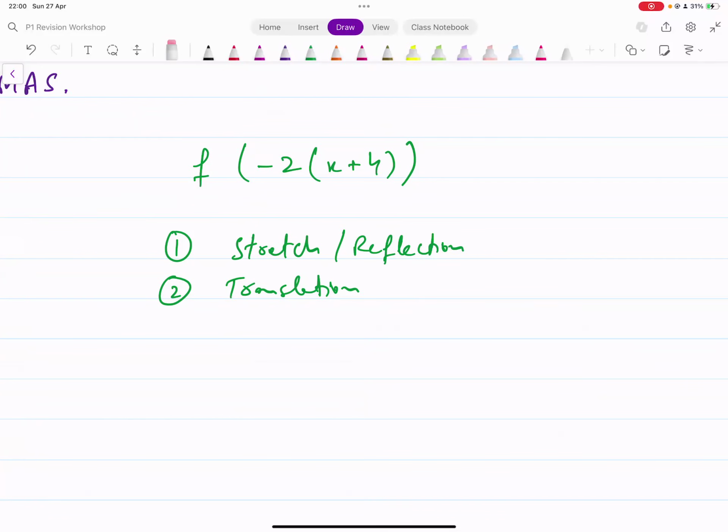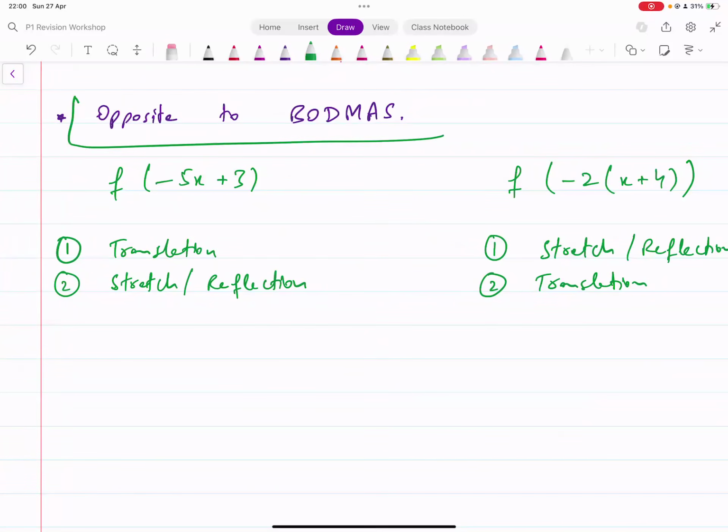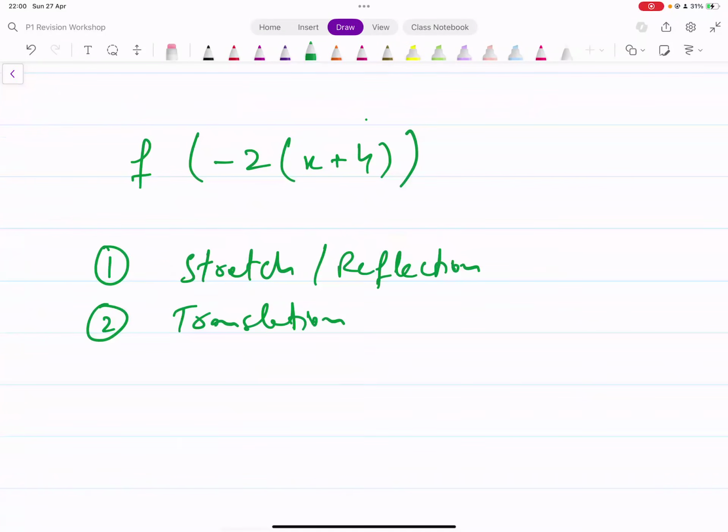Okay, so remember in horizontal transformation, the rule is you do the opposite of BODMAS. Whatever BODMAS says, you say, no, I'm not going to do that. I'm just going to do the opposite of that. This is minus 2 into x plus 4. This is horizontal because everything is happening inside the function, right? So these are horizontal transformations.